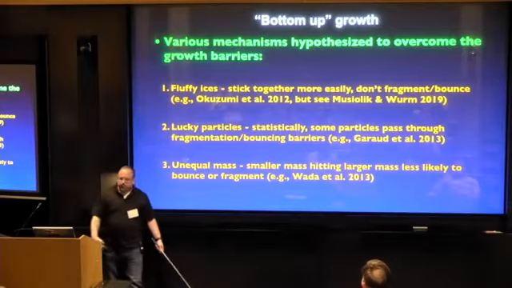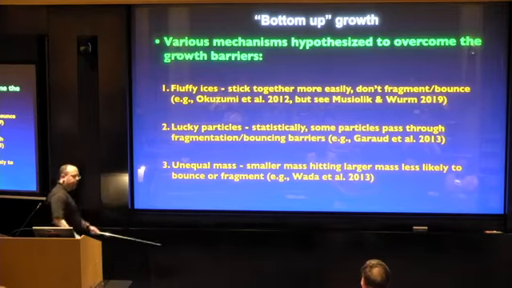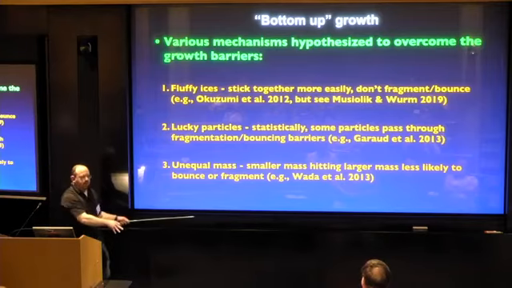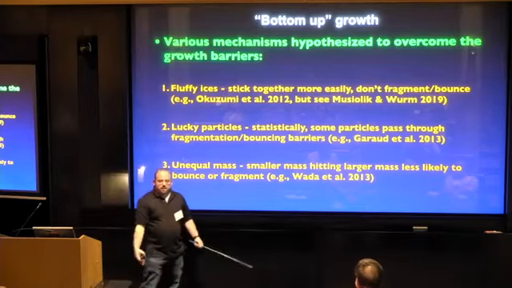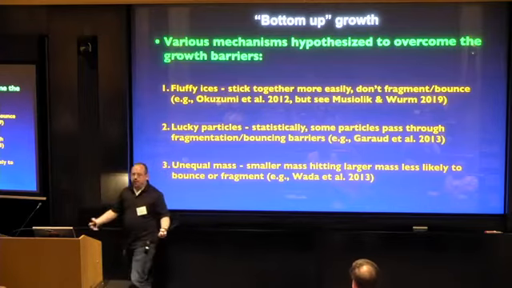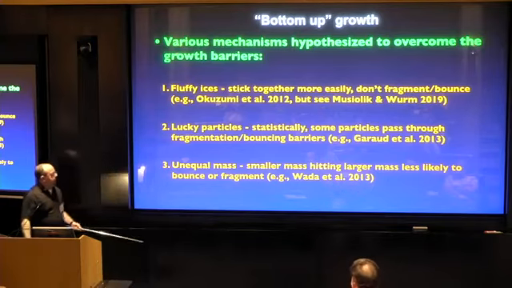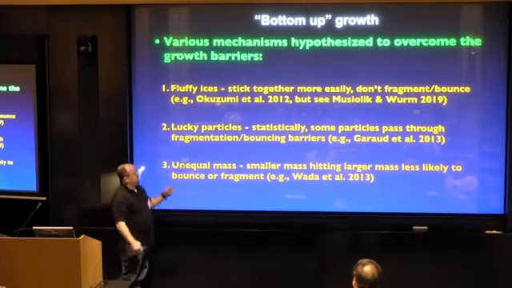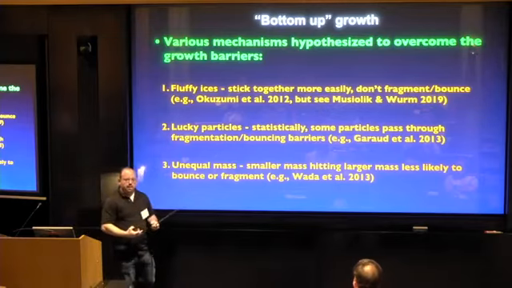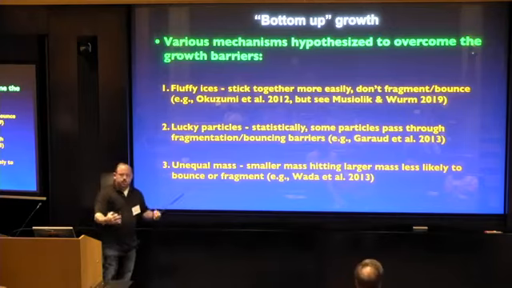There's two schools of thought. There's the bottom-up growth picture, which I'm not involved in, so I'm just going to put this up here and maybe briefly say a few words. But the idea is that maybe there are some ways to get around the radial drift barrier and these fragmentation or bouncing barriers, such as maybe if you have fluffy ices instead of silicates, they'll be easier to stick together, and they can stick together sufficiently rapidly that they could grow into larger objects.